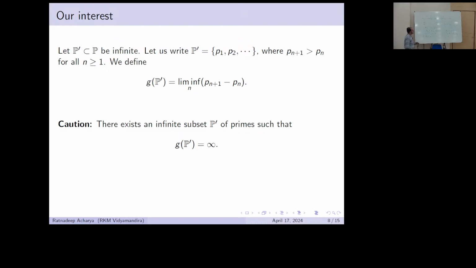Comparing to the problem of finding G of P, this is even more difficult because P prime is a subset of P. So our goal is to find a sufficient condition on P prime such that G of P prime is finite. Is it clear so far?